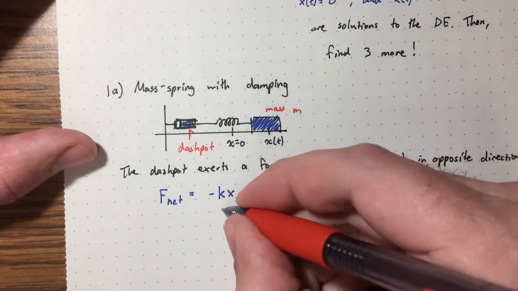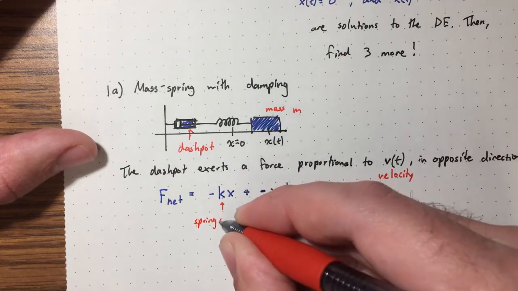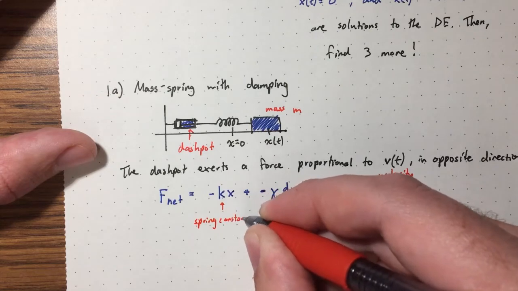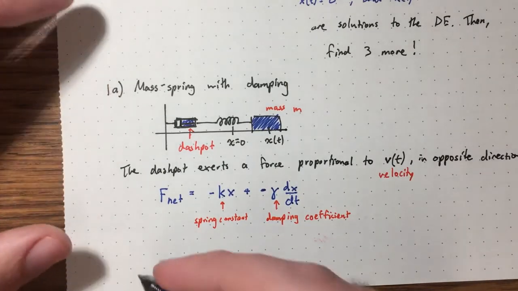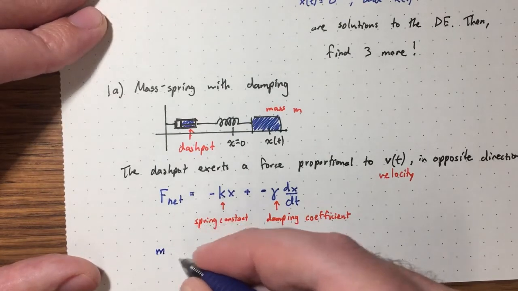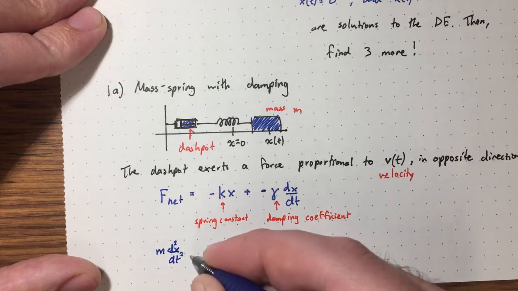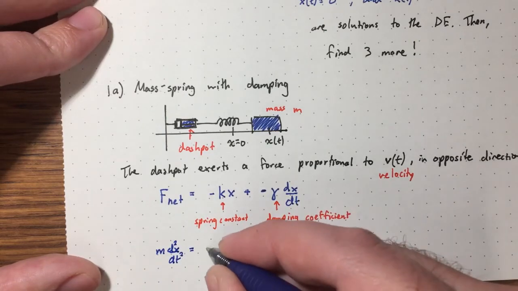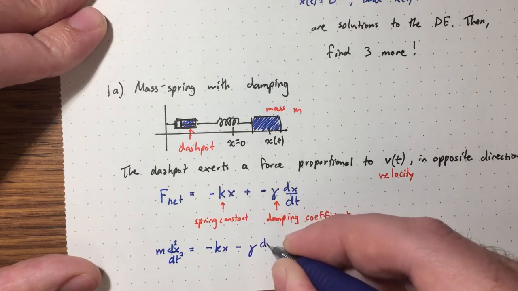I think we talked about this before, but that k is called the spring constant. So let's mention that again. So we have a spring constant, we have a damping coefficient. Let's again use Newton's second law. So we have m times the second derivative of position is negative kx minus gamma times dx/dt.